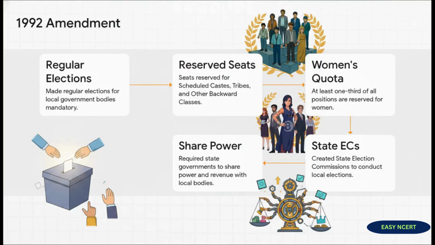Okay, pay really close attention here, because this slide is pure exam gold. A major constitutional amendment in 1992 completely transformed local government. It did 5 huge things. It made regular elections for local governments mandatory. It reserved seats for marginalized communities and, crucially, for women. It set up independent state election commissions, and it forced state governments to share both their power and their money with these new local bodies.